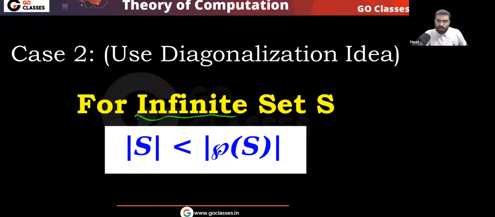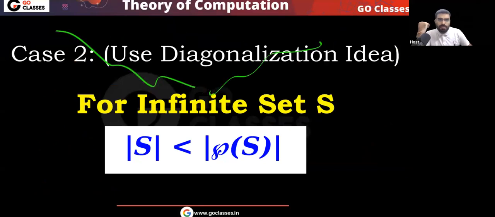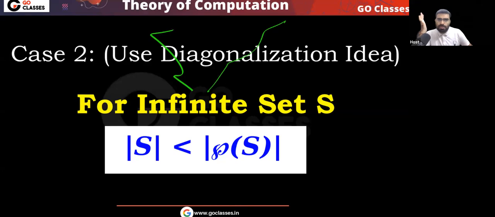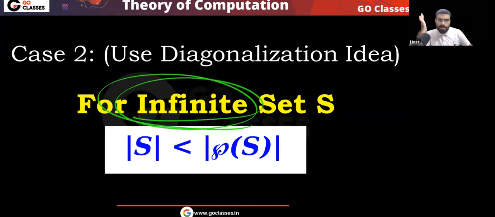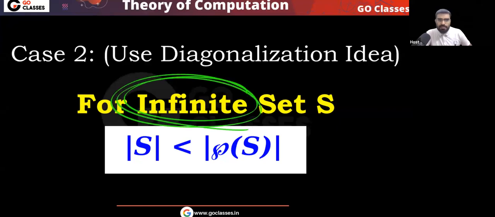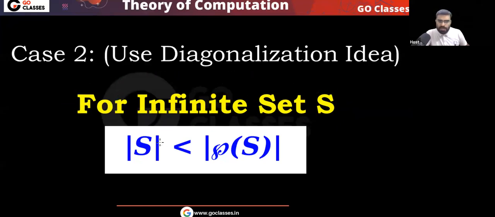For an infinite set, when I say infinite, does it mean countably infinite or uncountable? Both. You can take uncountable also, you can take countably infinite also. Every infinite set is covered here. So for an infinite set, we need to prove that the cardinality of S is strictly less than the cardinality of PS, and we can prove it using the diagonalization idea. This diagonalization idea we can apply.